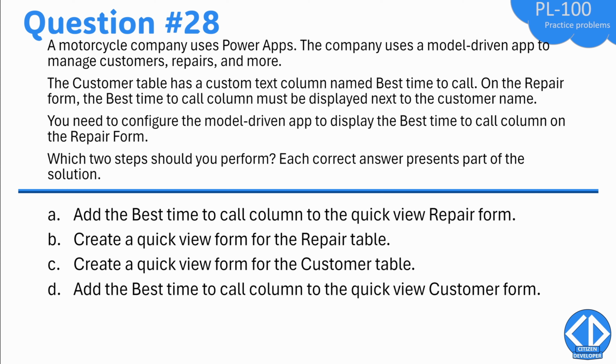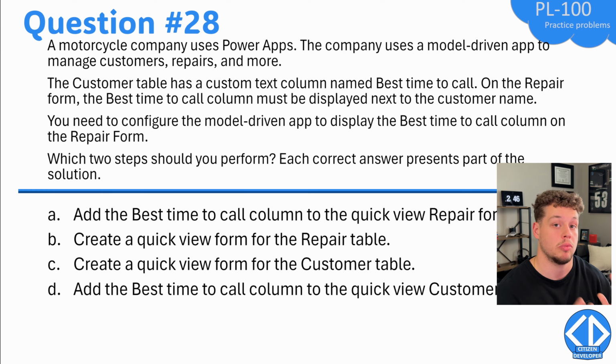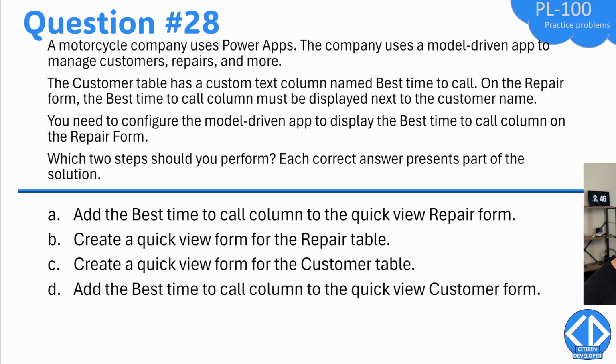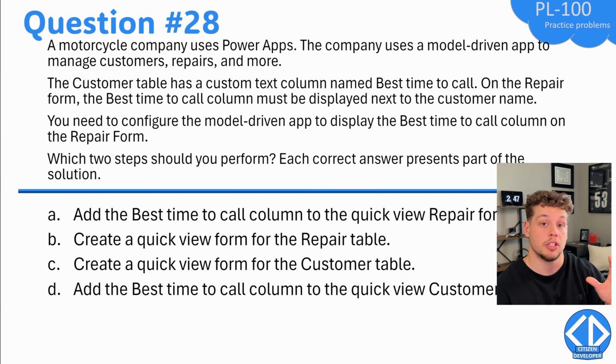Okay, so when looking at the repair form, we are on the repair table, and there's some sort of relationship between repair and customer. We want to be able to look at the customer name and then that customer's record, best time to call, but we're not looking at the customer, we're looking at the repair. So in order to do that, we're going to need to utilize a quick view form. A quick view form is going to allow you to pull information from a related record directly on the form of that parent record in this case.